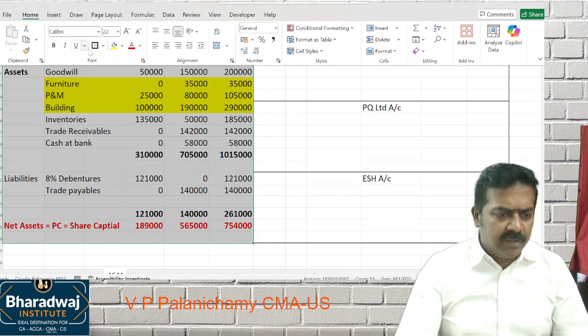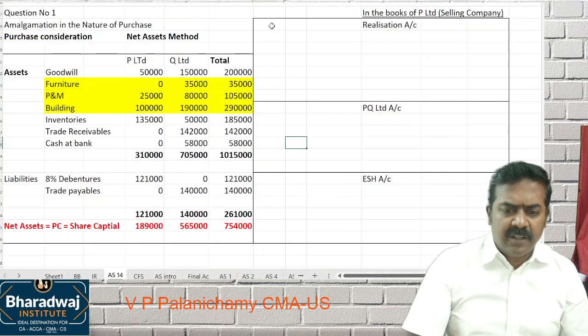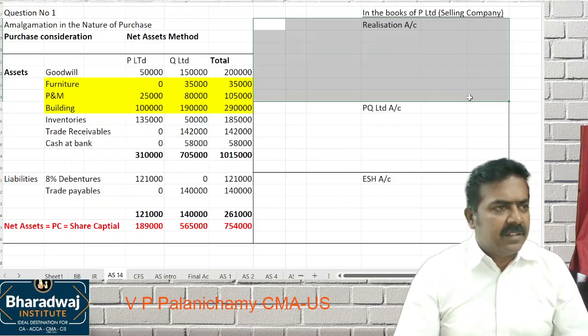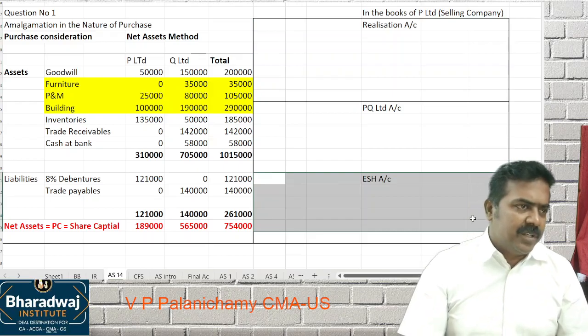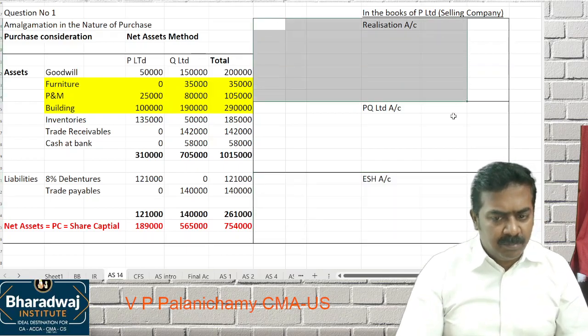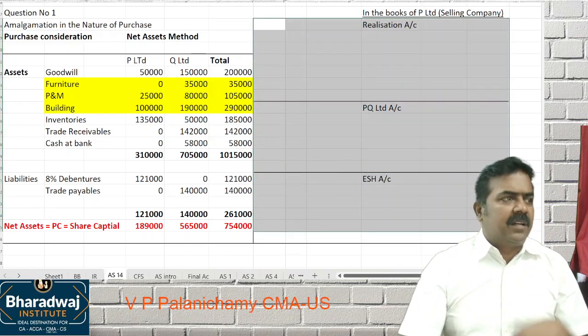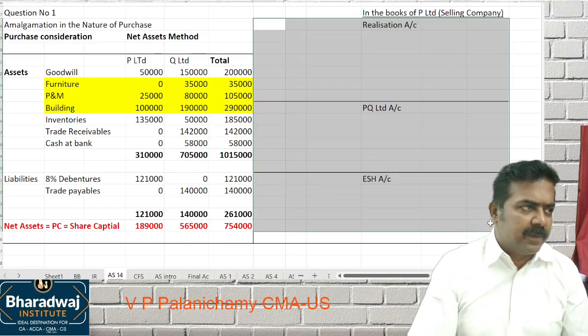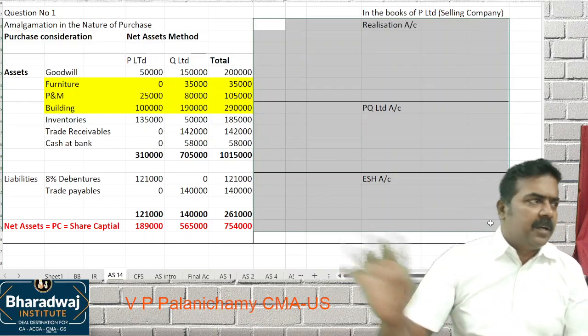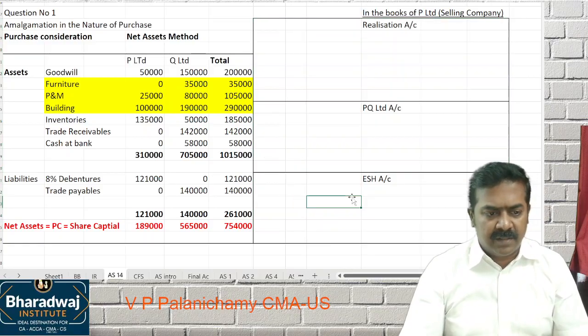They have asked for the journal. Without doing the ledger, we cannot do the journal, because we want profit or loss on realization. Without knowing profit or loss on realization, how to close the equity shareholders account? So we need to prepare ledgers. Then based on that, I'll tell you how to pass the journal entry. It is simple to pass the journal entry, but leave a page gap. Let me come to the selling company's division separately.